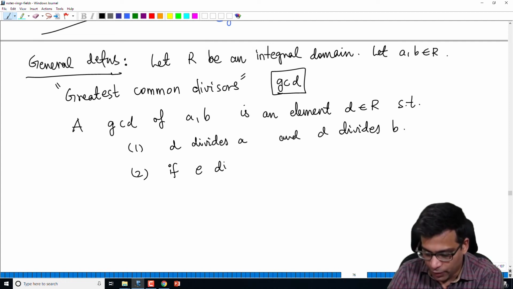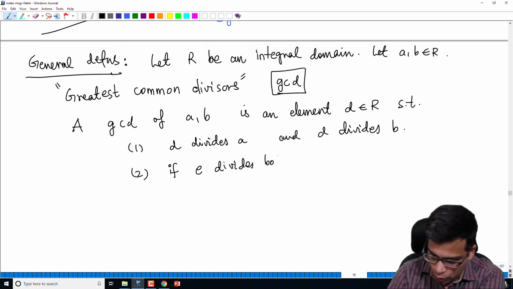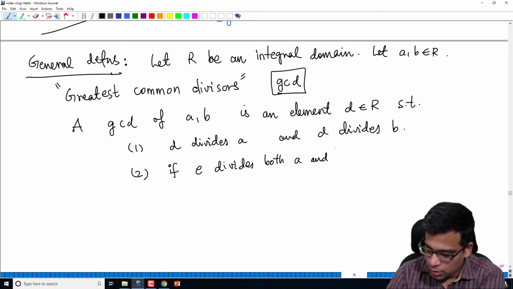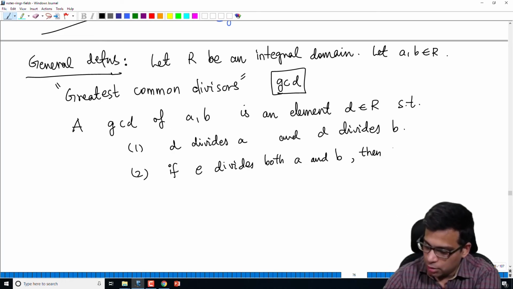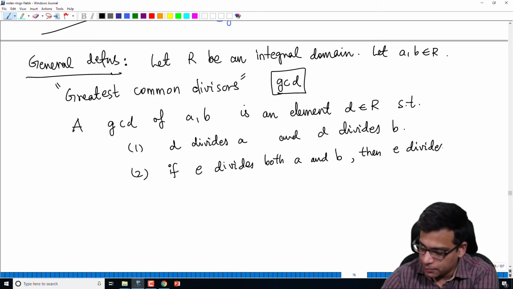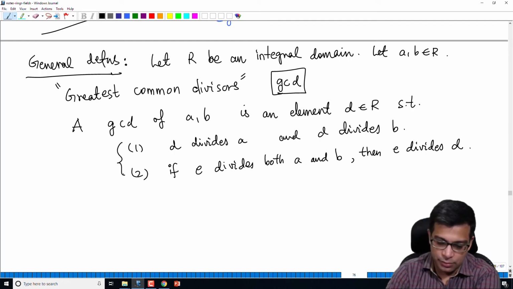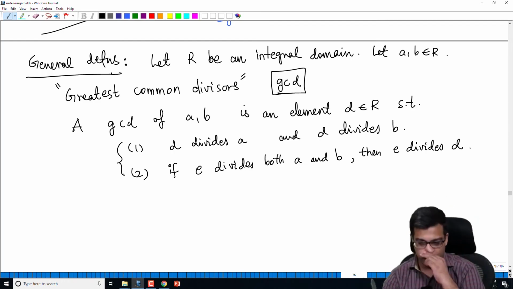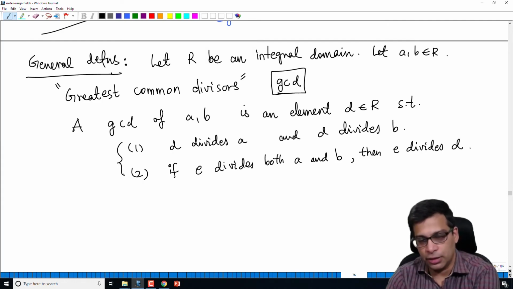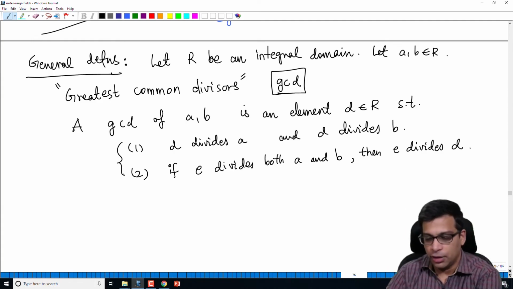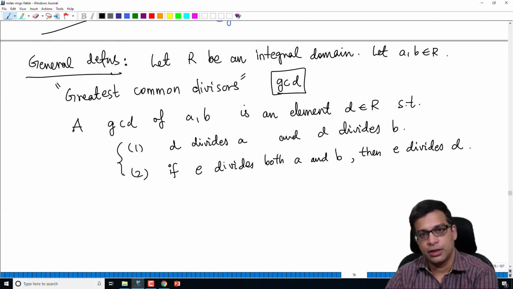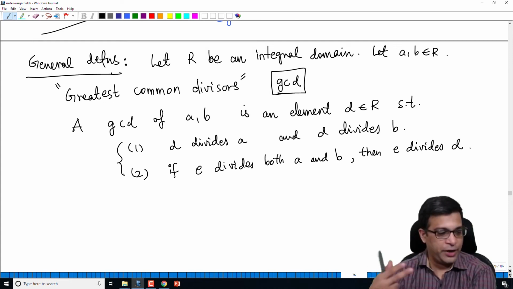If E divides both A and B, so if there is some other common divisor, where D is a common divisor, then that common divisor divides D. So this is the greatest part. First is the common divisor part, second is the greatest part. So E divides A and B, which implies E is a common divisor, then E divides D. So a greatest common divisor is a common divisor which is divisible by every common divisor.